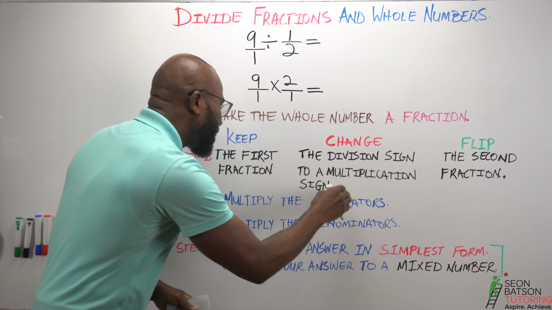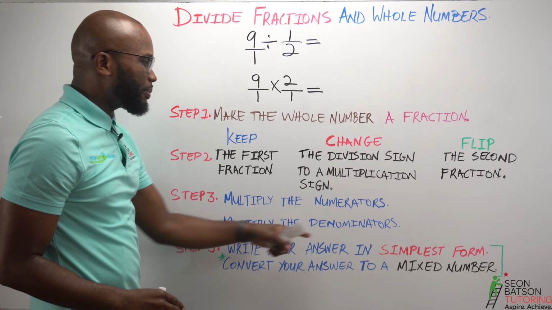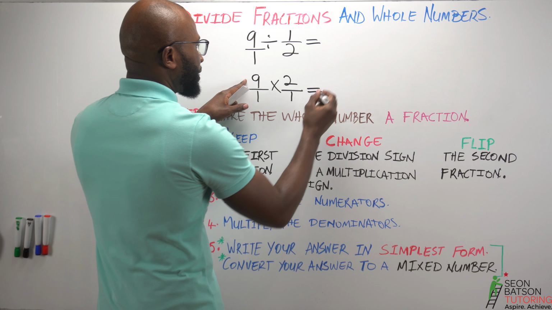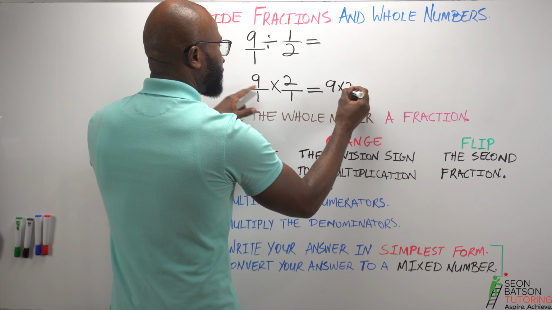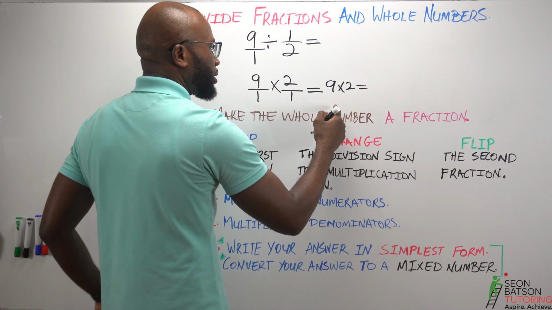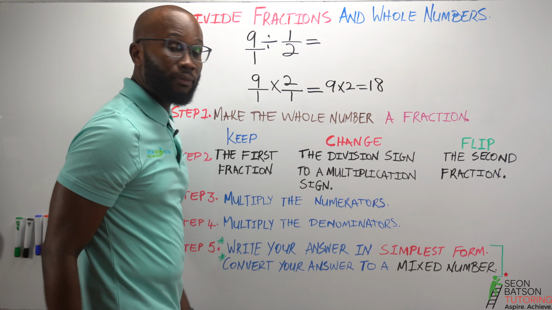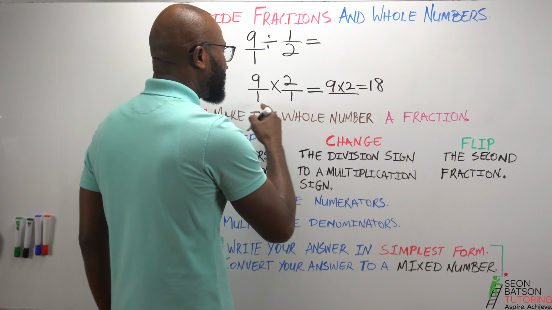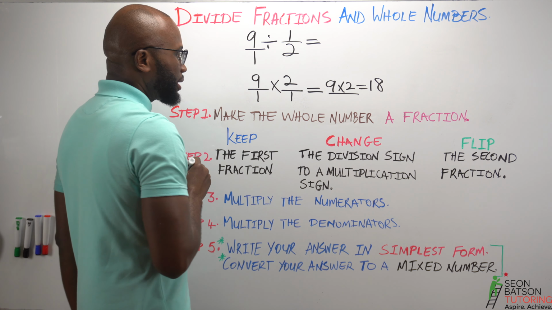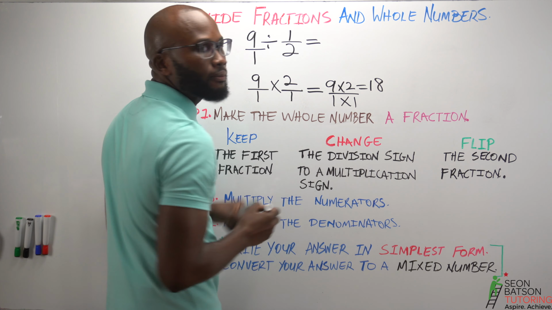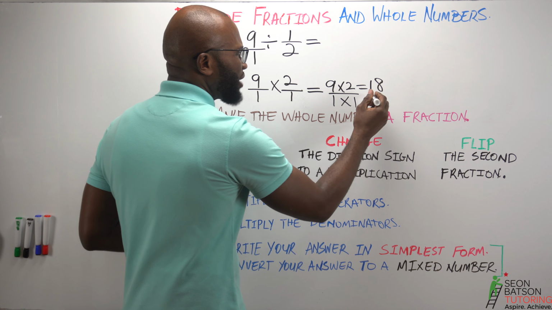So we are done keeping, changing, and flipping. Now we will multiply the numerators. The numerators in this example are 9 and 2. And if we multiply 9 times 2, we will get 18. Then we will multiply the denominators. Our denominators in this example are 1 and 1. And 1 times 1 will give us a 1.